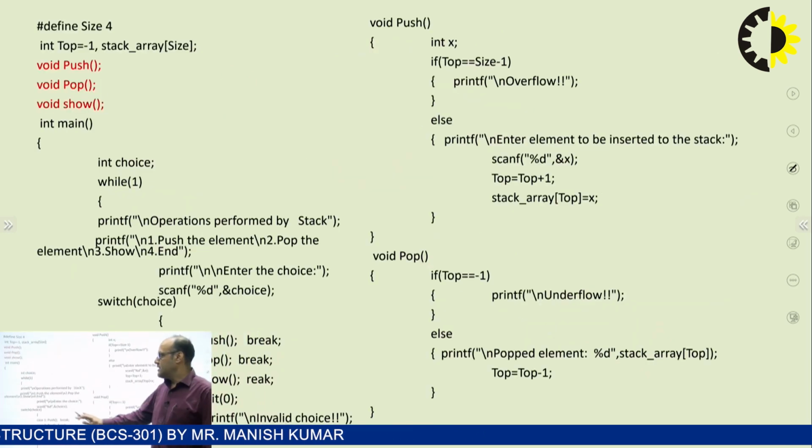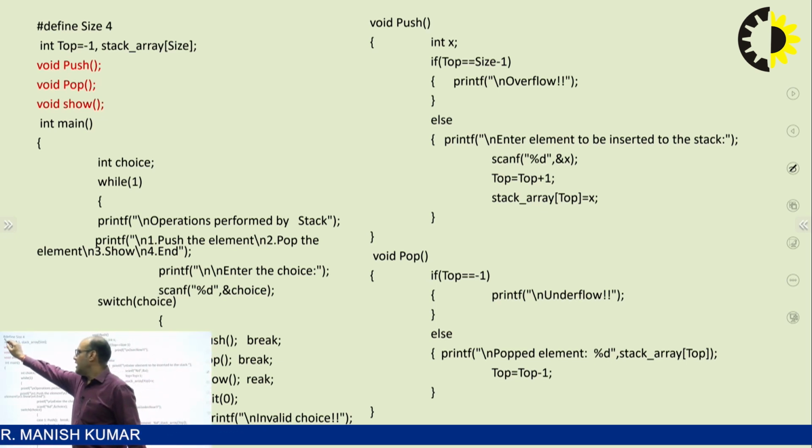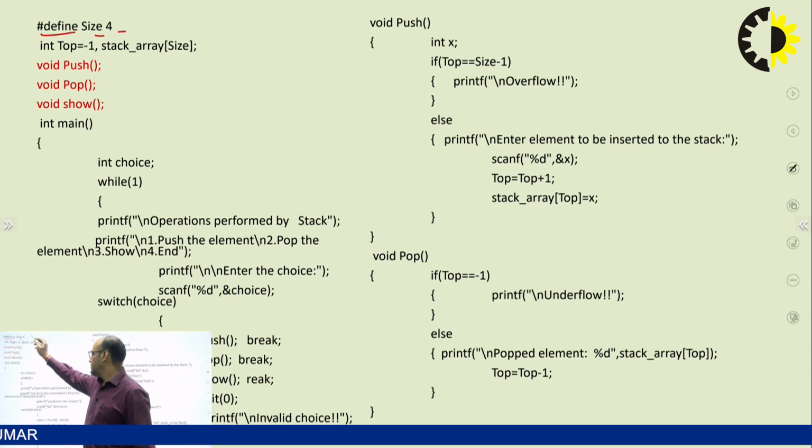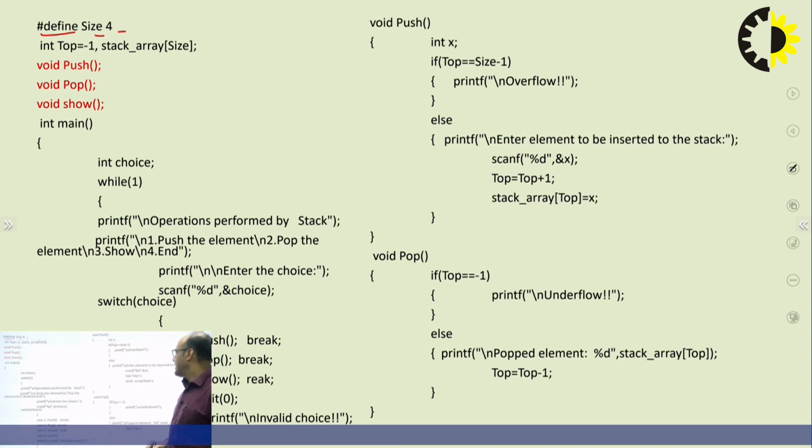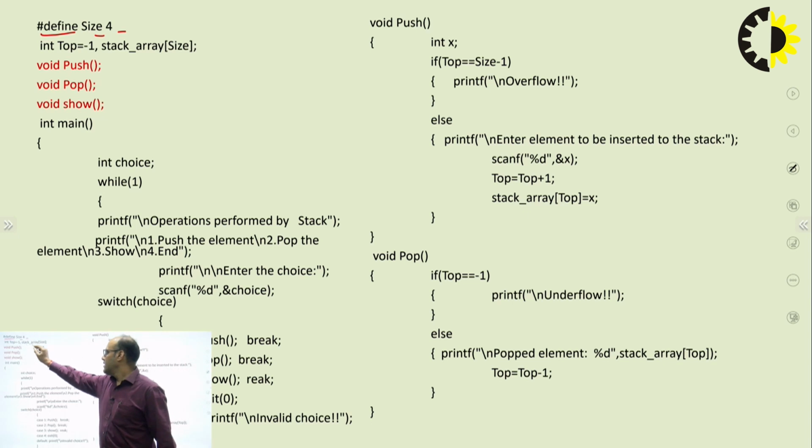Likewise, I just pasted a screenshot of the program. Firstly, I have defined a macro, hash define size 4. I have declared a variable array. This is the size, so in this case, 4 will be redirected here. The name of the array is stack underscore array. We have initialized top is equal to minus 1. This is called initialization. Then I have used three functions: push for insertion, pop for deletion and show for displaying the elements.